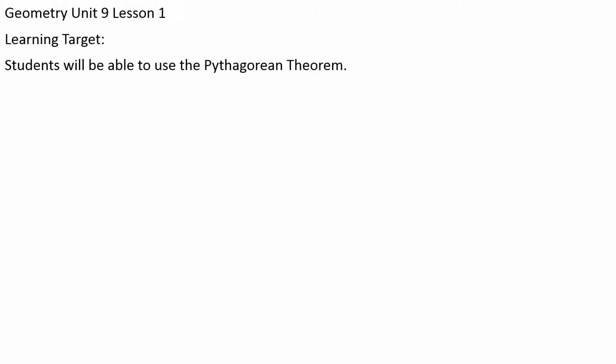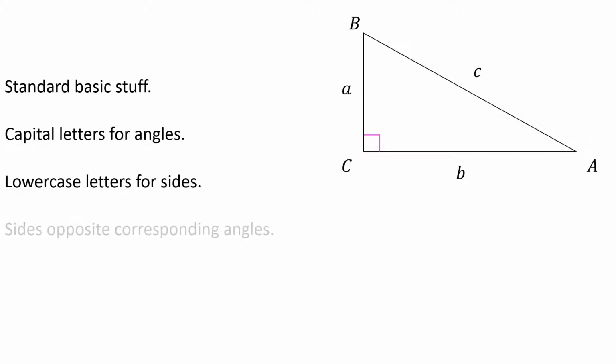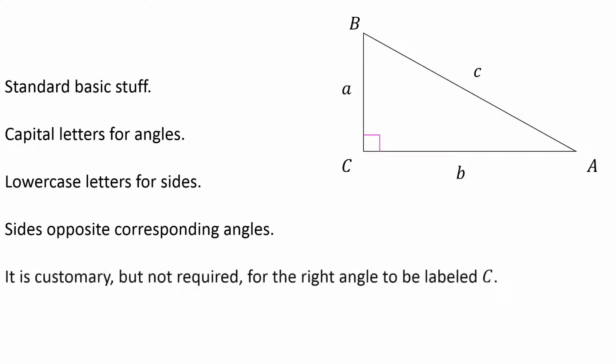Now, I know we've done work with the Pythagorean theorem before, but we need to make sure we get this really, really down well. You don't have to use the letters A, B, and C, but that's what you'll see most often. And we don't have to have the right angle labeled C or the hypotenuse labeled C, but again, that's what you'll see most often.